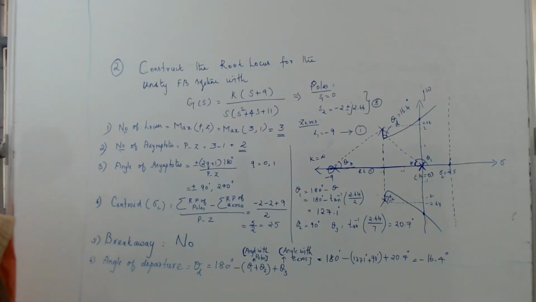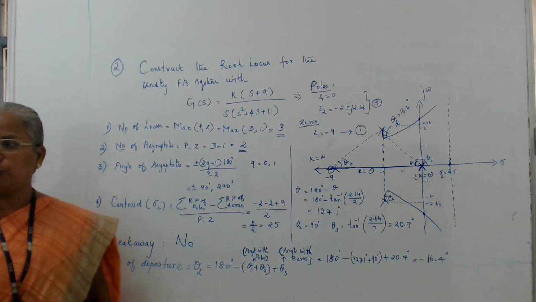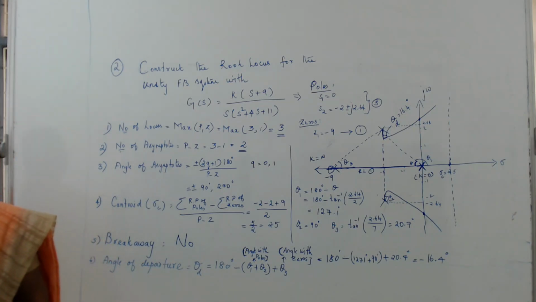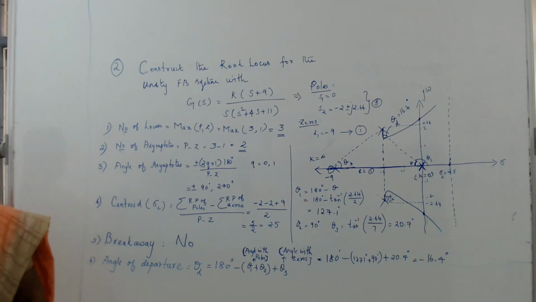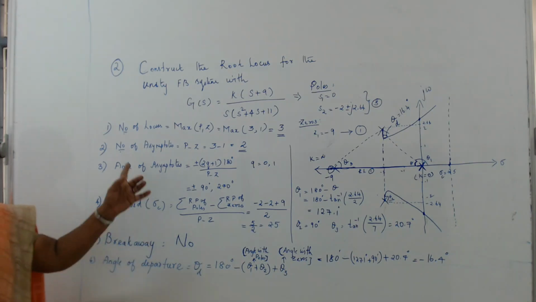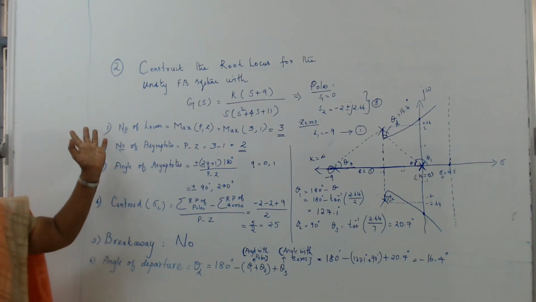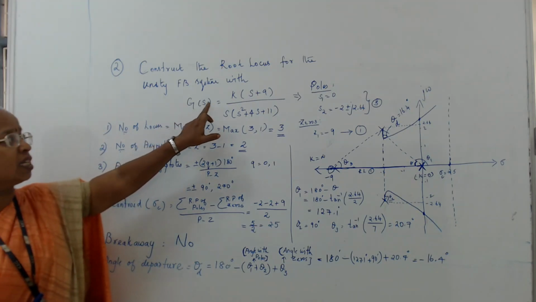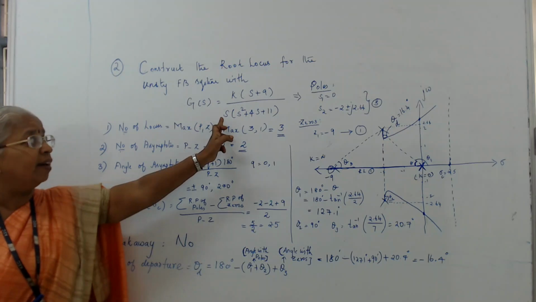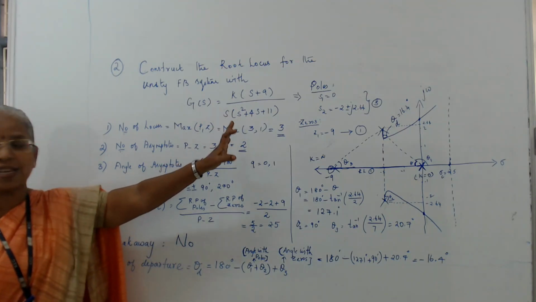Good morning all. Let us see today the root locus construction. In the previous class, we have seen the root locus construction for the real pole. Let us see today the construction for the imaginary poles, and also the zeros is also given. The problem is to construct the root locus for the unity feedback system with G(s) given as K(s + 9) divided by s(s² + 4s + 11), right?